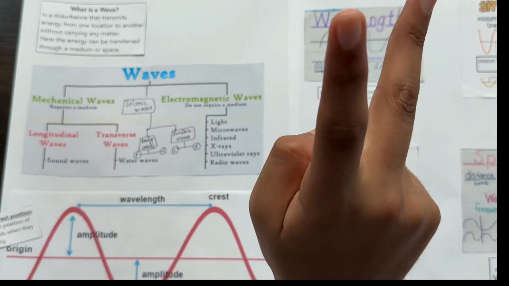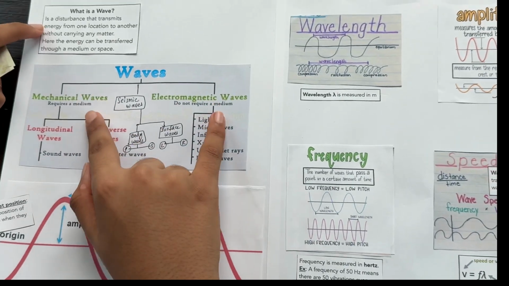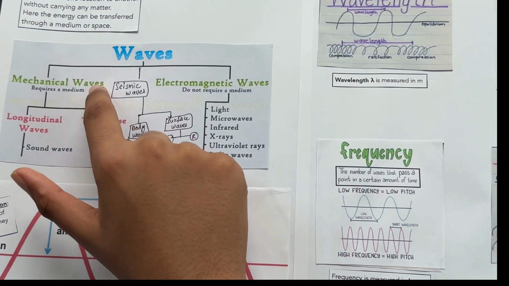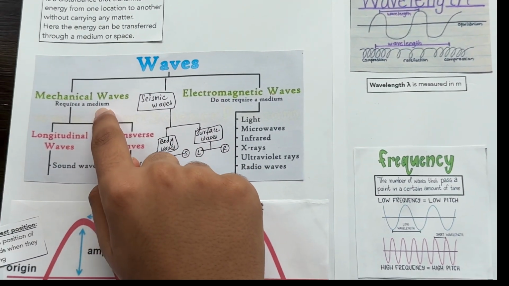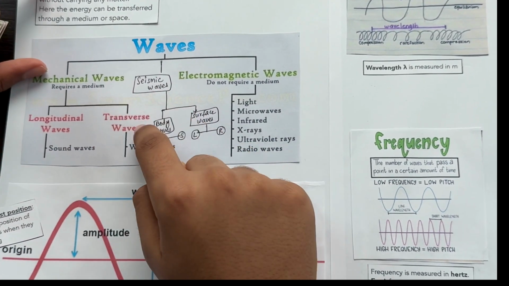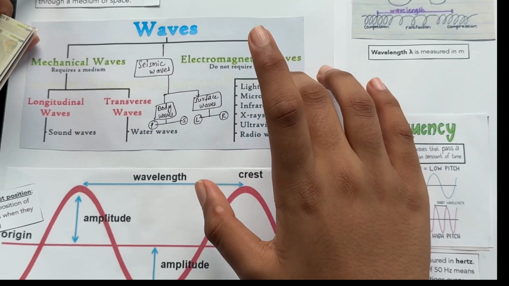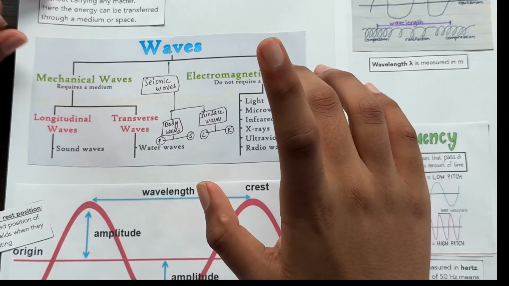Now there are two different types of waves: mechanical waves and electromagnetic waves. Mechanical waves require a medium to pass through. Some examples are longitudinal waves and transverse waves. Meanwhile, electromagnetic waves do not require a medium to pass through.